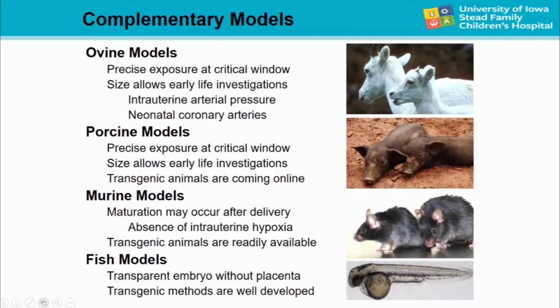The fact that fish develop apart from a placenta is actually very advantageous for some of our studies where we're looking at antidepressant exposure. Antidepressants affect the mom, affect the placenta, affect the fetus, and we're trying to figure out if there's a primary fetal effect of the exposure. There's really no way to definitively do that unless you separate the embryo from the placenta and the mom.